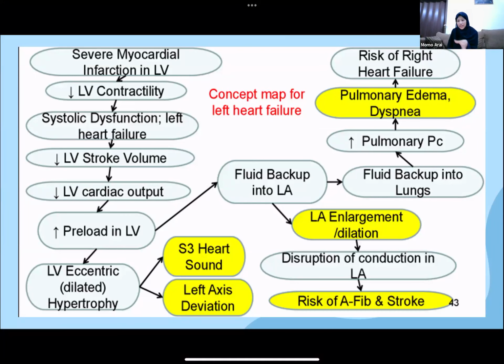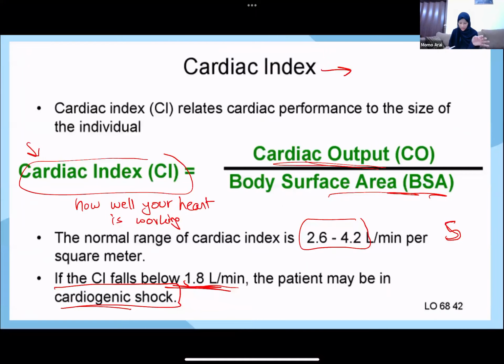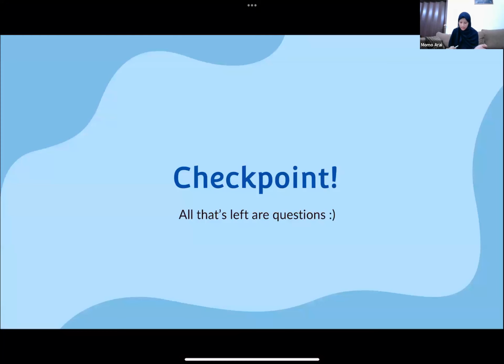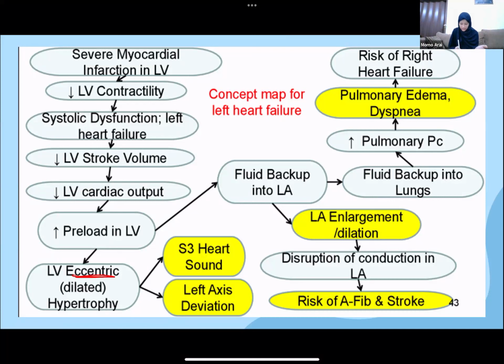So these are from your lecture. These are summaries for left heart failure. You can see here one thing that he didn't mention before in the other slides is dilated hypertrophy. Because of all this pooling, in the right ventricle and left ventricle, you have enlargement. So that means in the ventricles you can undergo eccentric or dilated hypertrophy, an enlarged ventricle space. So that can cause an S3 heart sound and left axis deviation on your ECG. You can see that for someone who has heart failure.